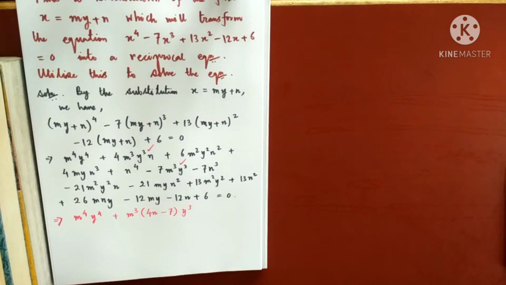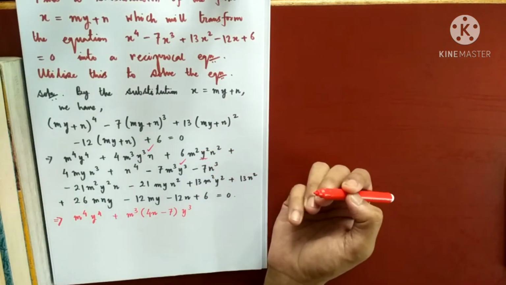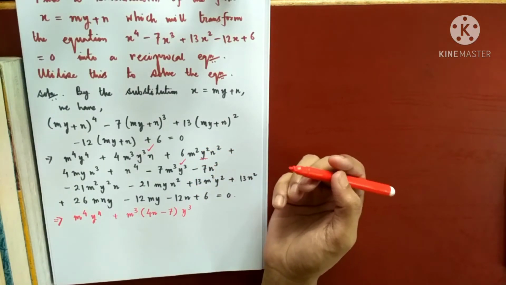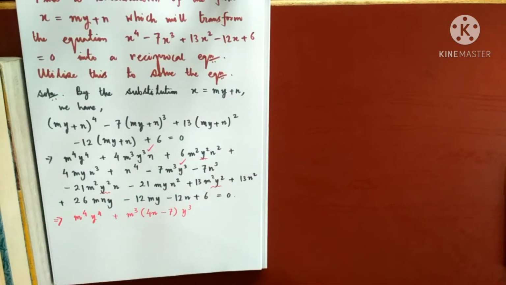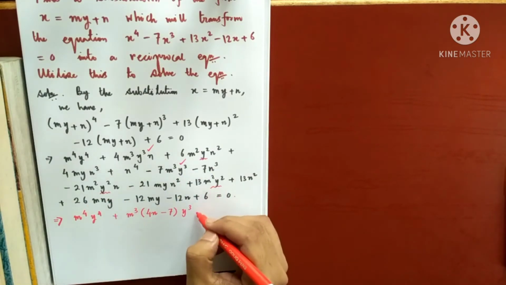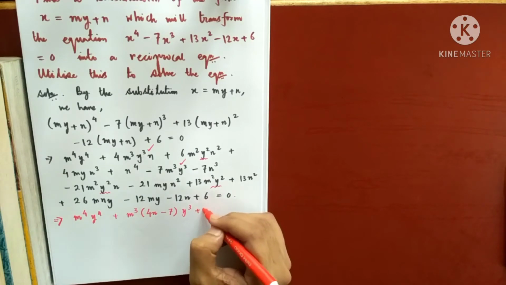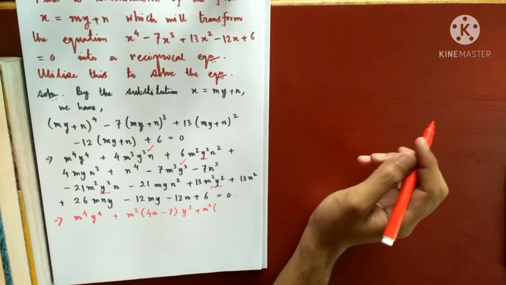Let's take y square. Which term has y square? This term has y square, this term has y square. So there are 3 terms containing y square: m square y square, m square y square, m square y square. That means I'm writing it here, m square y square is again common. So what am I remaining with?